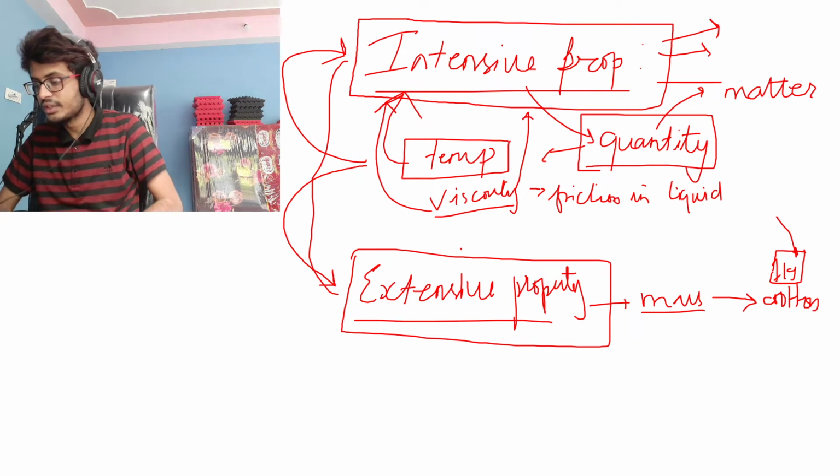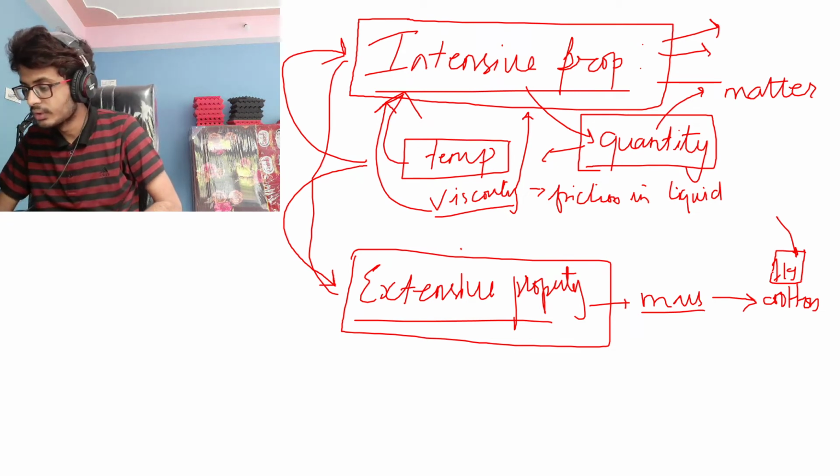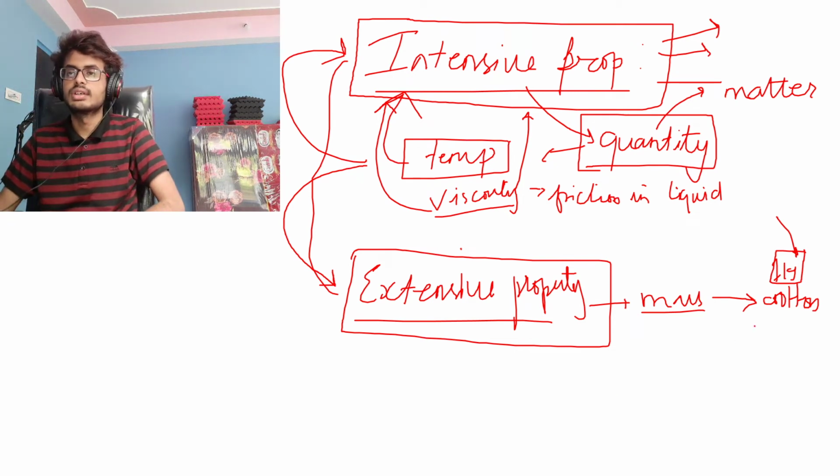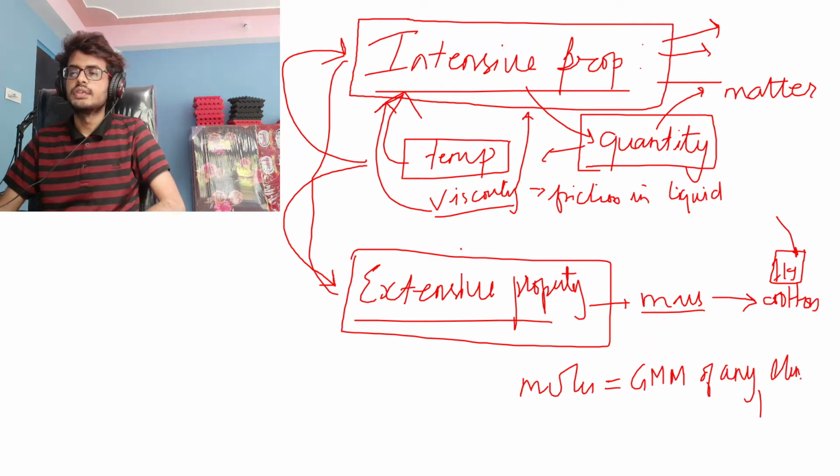Another example given here is the mole. This is also one of the common things that we have been studying. So what is a mole? My very simple definition of a mole is the gram molecular mass of any element. So if the gram molecular mass of hydrogen is 1, and you have 1 gram of hydrogen, that is basically 1 mole of hydrogen.